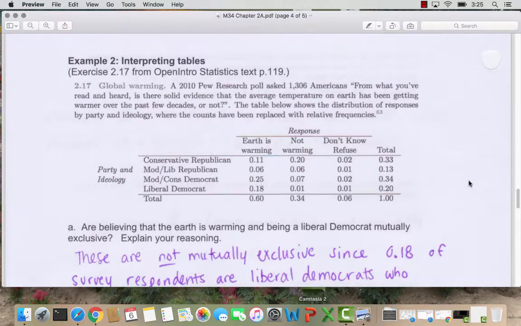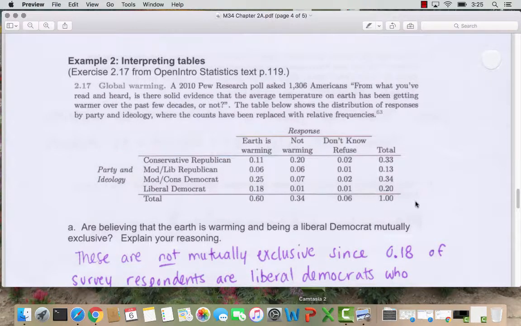Example 2 looks at a table from a 2010 Pew Research poll. It asked 1,306 Americans, from what you've read and heard, is there solid evidence that the average temperature on Earth has been getting warmer over the past few decades or not? They also asked people for their party and ideology. So we have in the rows the different party and ideology choices, and in the columns the different responses for this survey. So notice these are written as proportions instead of values, and the total here is 1.